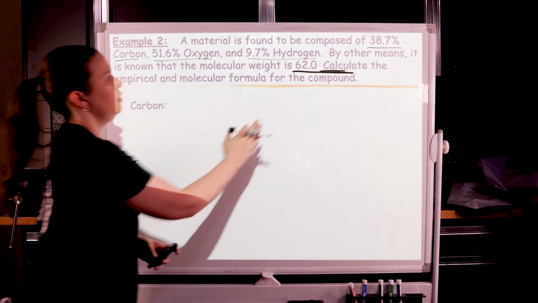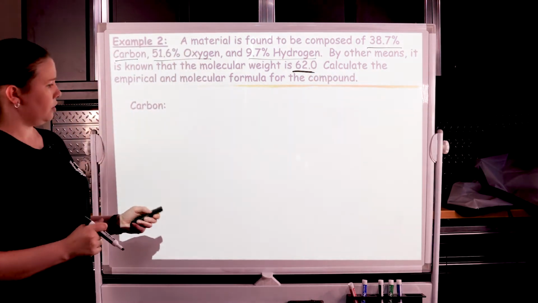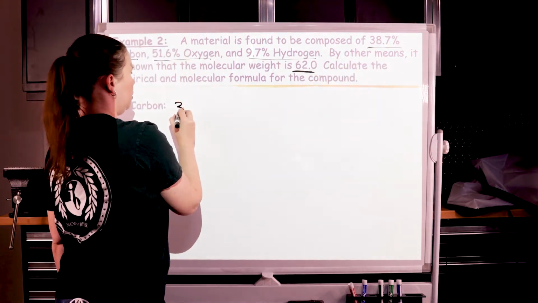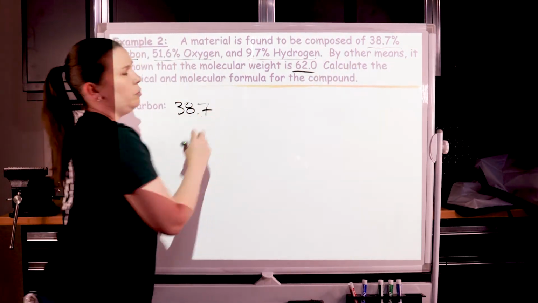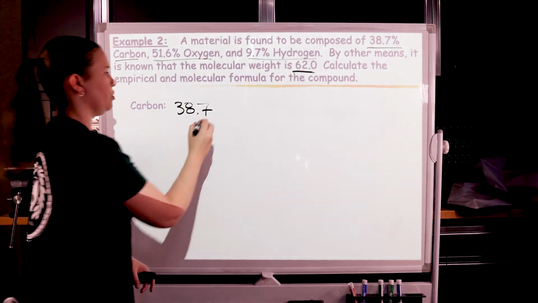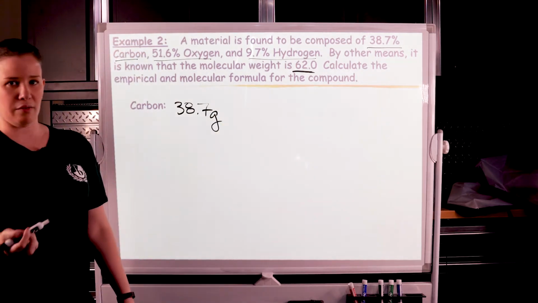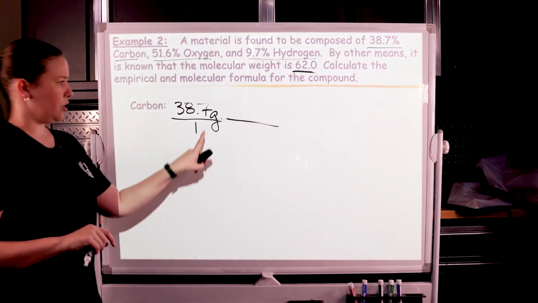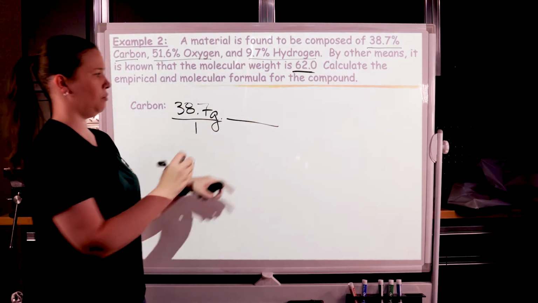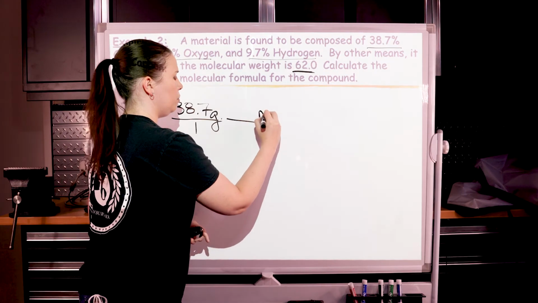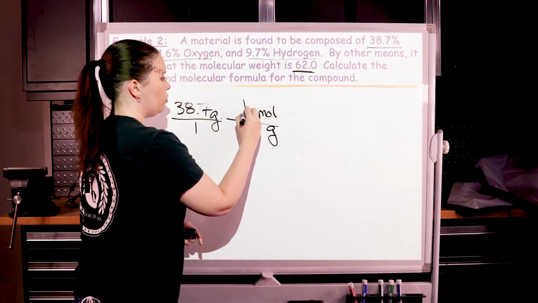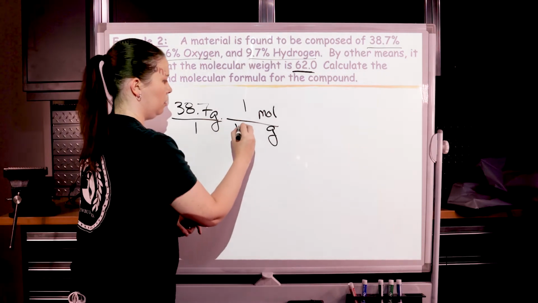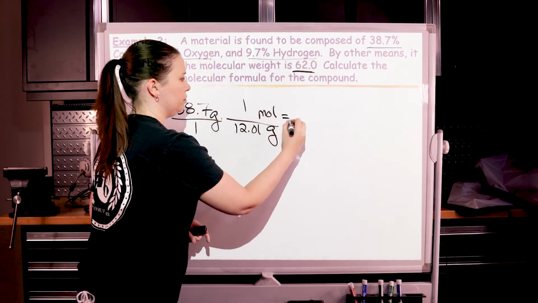All right, so let's start with our carbon. So we said carbon has 38.7% of 100 grams, which would just be 38.7 grams. So I'll put that over 1. And then just like we did before, since we're given grams, grams will go on the bottom and we'll put moles on top. It's always 1 mole. And since this is carbon, I'll use the molar mass of 12.01.